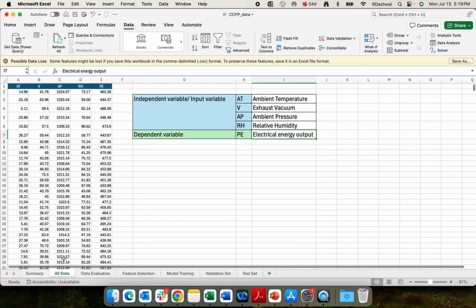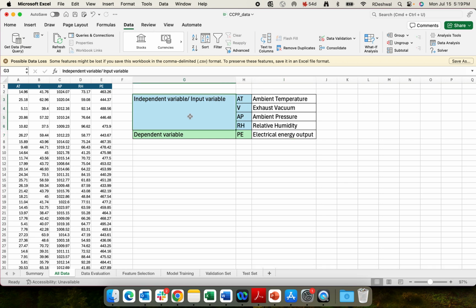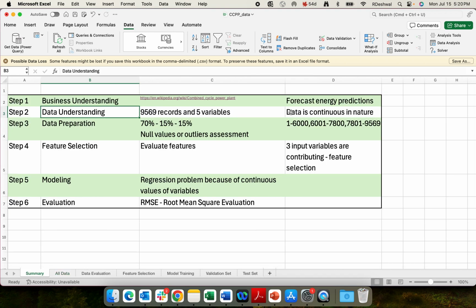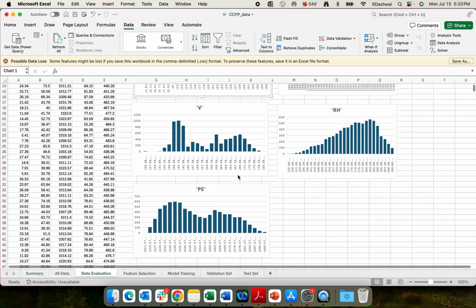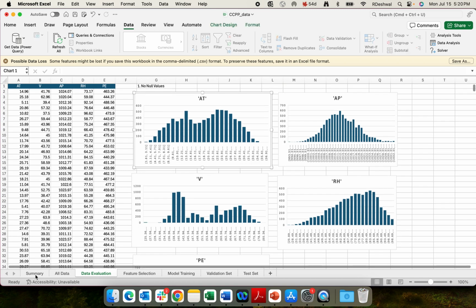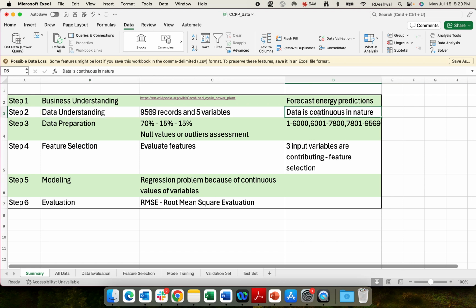So this is the data that was provided to us as part of the assignment, and there are 5 variables shared. 4 of them are input variables: ambient temperature, exhaust vacuum, ambient pressure, and relative humidity. And the fifth one is our dependent or output variable, which is PE, electrical energy output. So I understood this data, and I also created histograms of all these variables, the 4 input and the output variables. And I see that the data is continuous in nature, which means that it is possible to use a regression algorithm, and that will be the right fit for the model selection ahead.